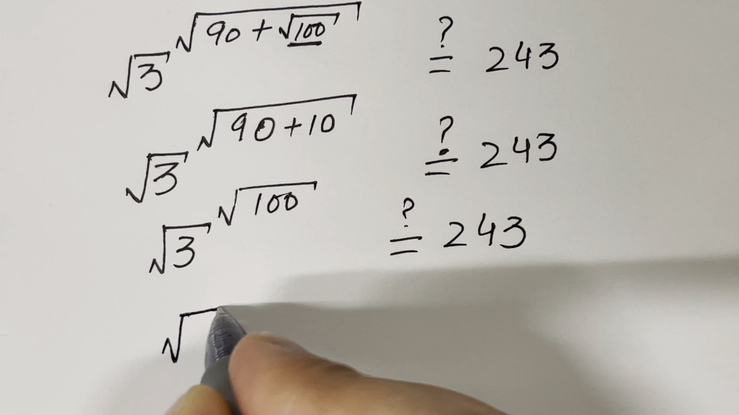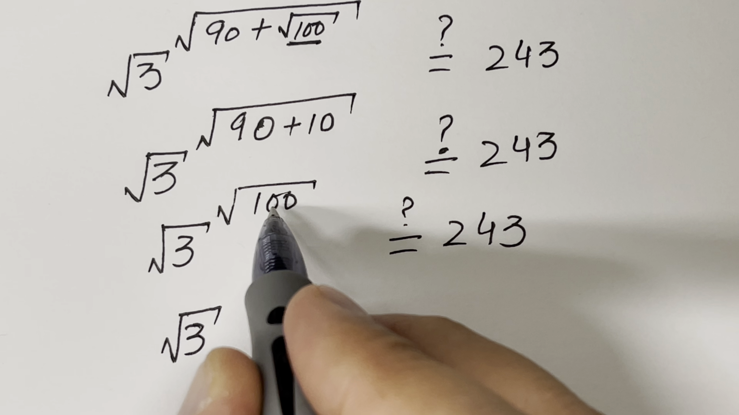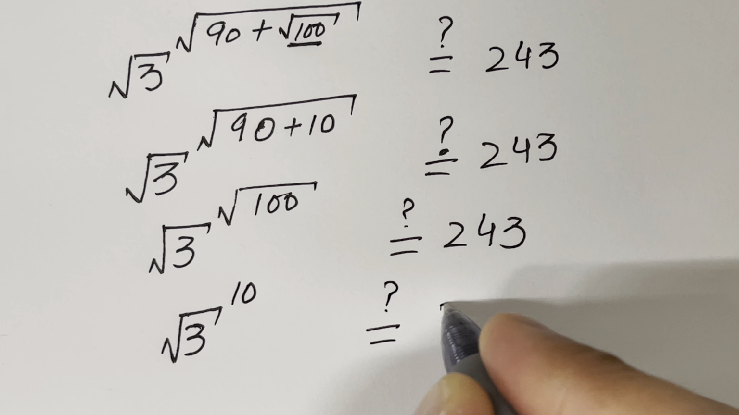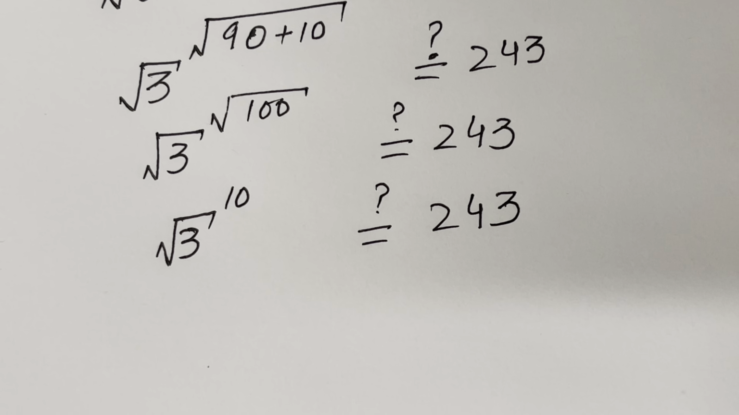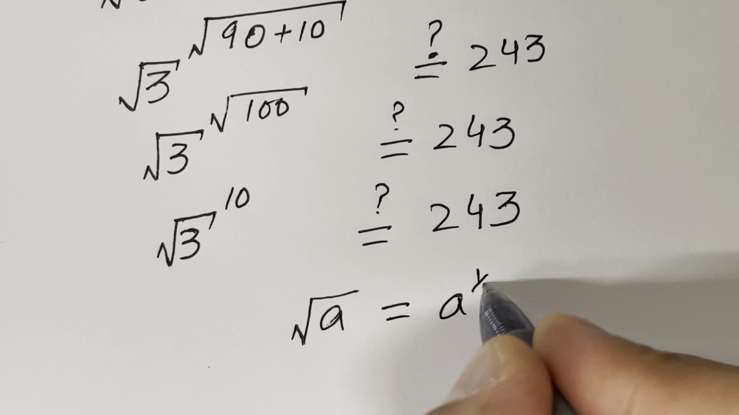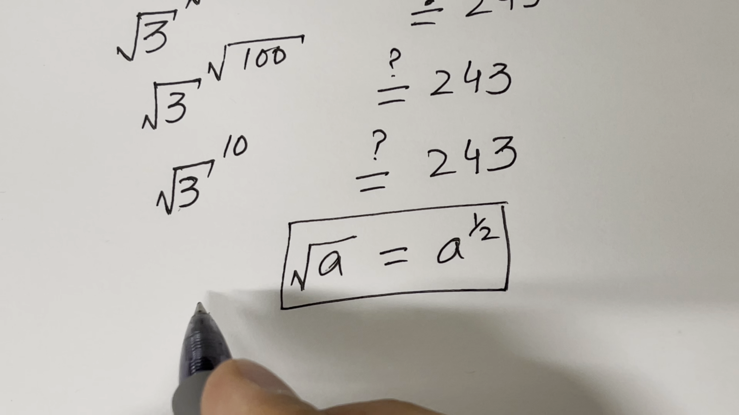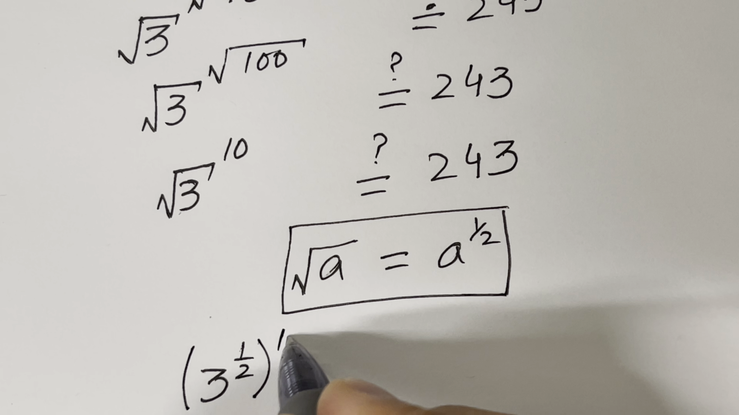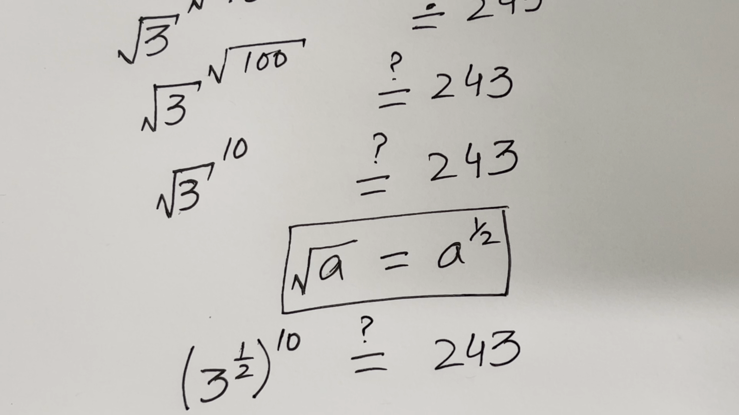And this means that we have square root of 3, and what is square root of 100? Square root of 100 is 10, and we want to see if this is equal to 243 or not. But what is square root of any number? Square root of any number means a raised to the power 1/2, right? So let's use this property. On the left hand side we have 3 raised to the power 1/2 raised to the power 10, will it be equal to 243 or not?